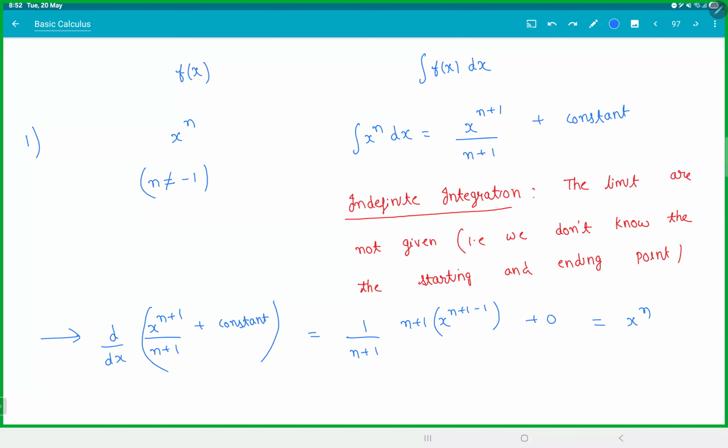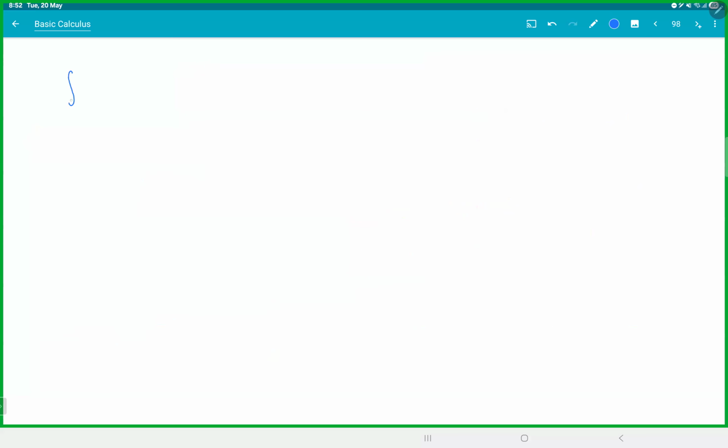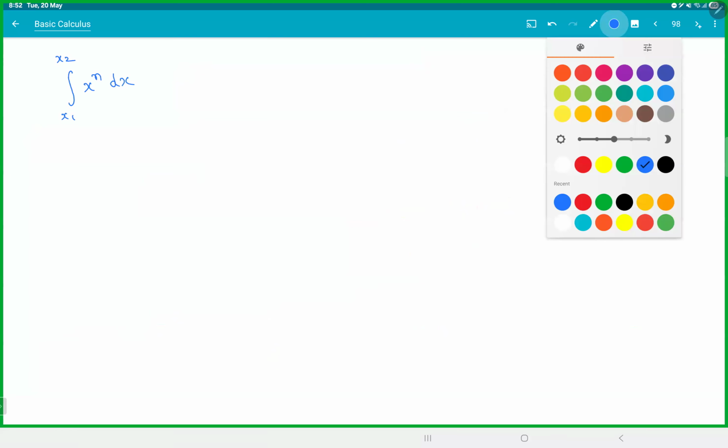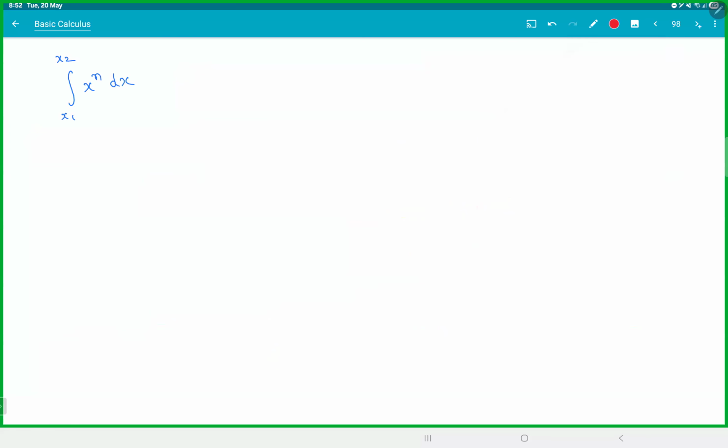Then we call something a definite integration. Same thing, integral of x power n dx from x1 to x2. I'll give you some examples of what it means. Did you see here, I gave you the limits. I told you the area from where to where. So you're asking, find the area under the curve x power n from x1 to x2. If limits are given, such a thing is called a definite integration.